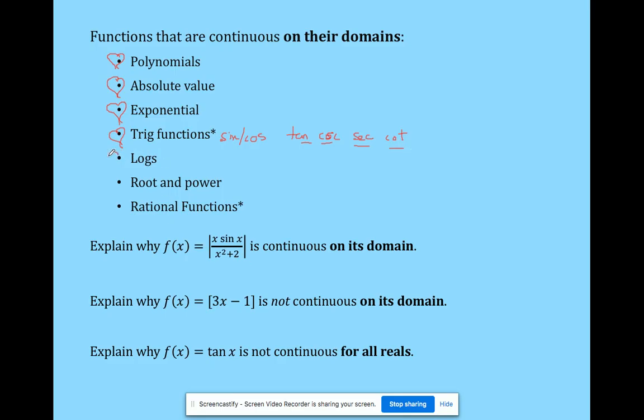I heart logs. Logs are continuous once their domain starts. Roots or power functions, right? Once their domain starts if it's an even radical, or across their whole domain if it's an odd radical. And rational functions, I mostly love, because the only issue is where the denominator is equal to 0. I don't have to worry about really checking everything. I know it's continuous everywhere else, except where the denominator is equal to 0.